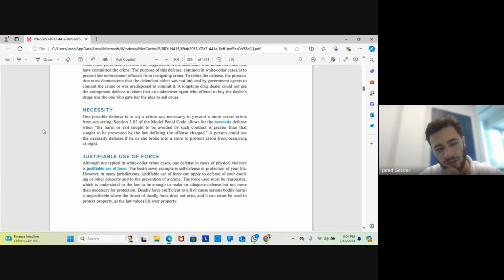And then we also have justifiable use of force. So let's say, for example, someone punches us in the face and, in self-defense, we punch them in the face back, and we knock them out and cause a concussion for them. We can argue self-defense because we were protecting our life.